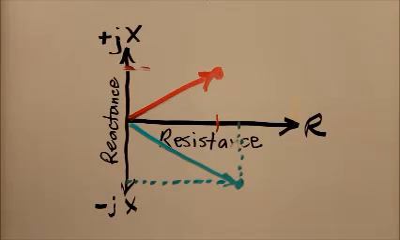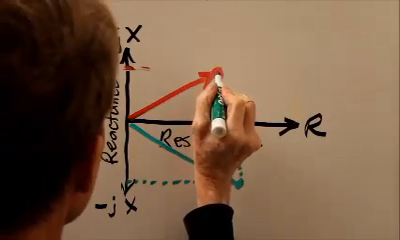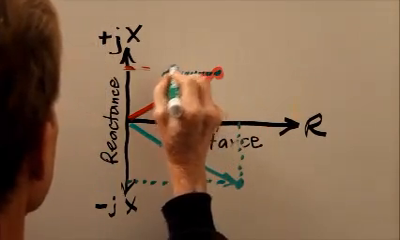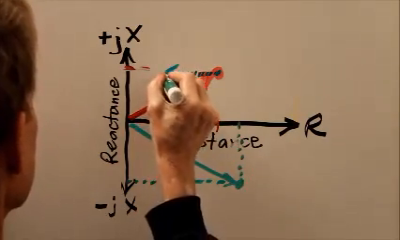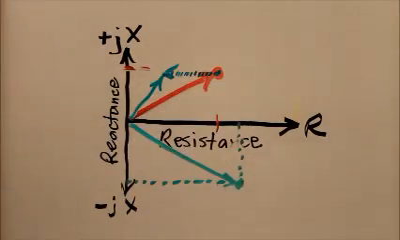Well, let's look at choice A. The reactance remains constant while the resistance decreases. That might be moving this point here further in this direction like that. That'll make the vector shorter. We can see that easily enough.